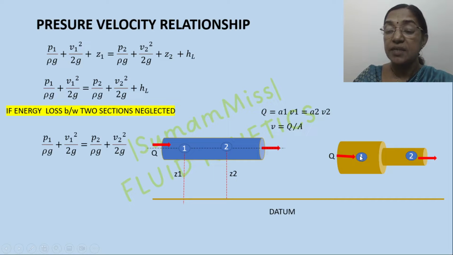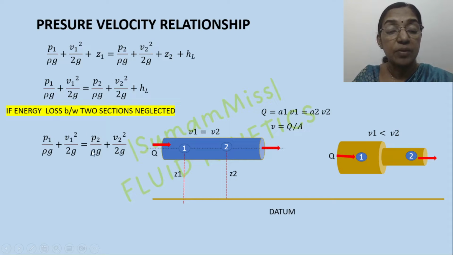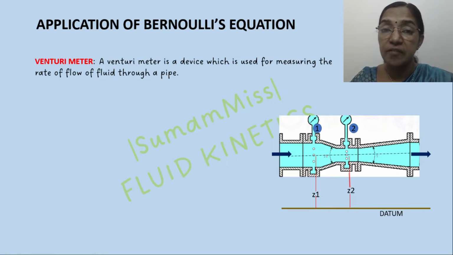If you compare the velocity at section 1 and 2, here the velocity is higher compared to section 1. Since there is no change in the cross-sectional area in the other figure, V1 is equal to V2. In this figure, V2 is higher than V1. Correspondingly, P2 by rho g gets reduced because of the increasing velocity, so that these equations get balanced. This pressure-velocity relationship along with the continuity equation can be utilized as a principle for flow measurement techniques. One of the flow measuring devices developed based on this principle is the Venturimeter.